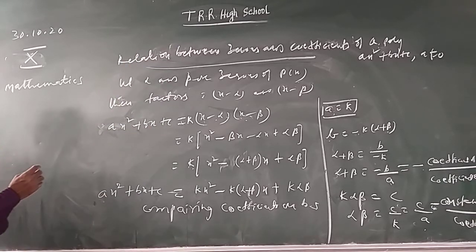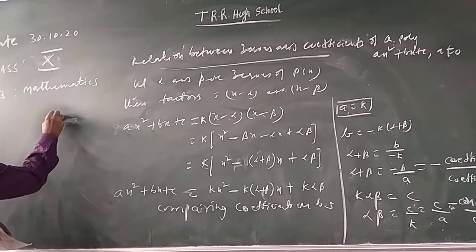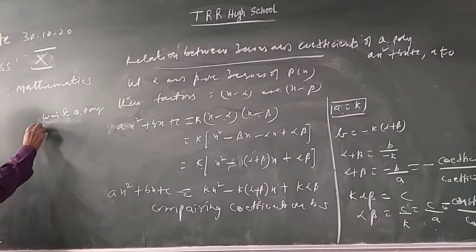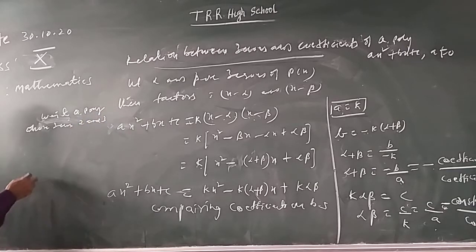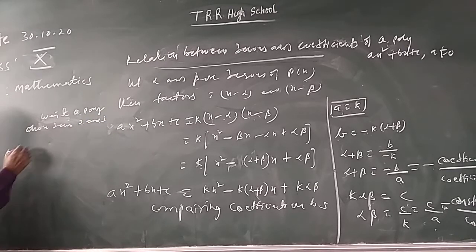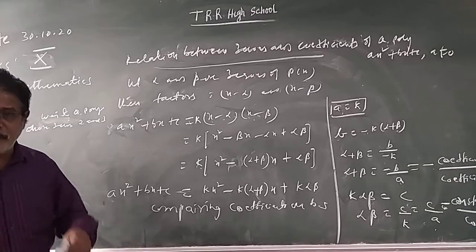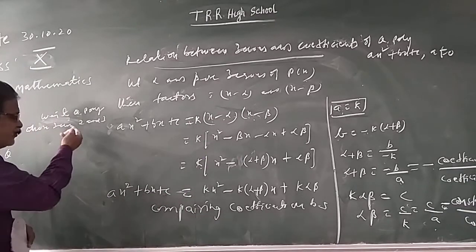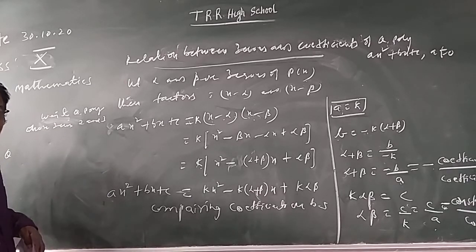Now one problem: 2 and 3 are the zeros. Write the quadratic polynomial whose zeros are 2 and 3. The formula is direct. In the earlier problem they gave the quadratic polynomial, and when you factorize it by splitting the middle term, we get the zeros. Now the zeros are given, so how do we frame the quadratic polynomial?